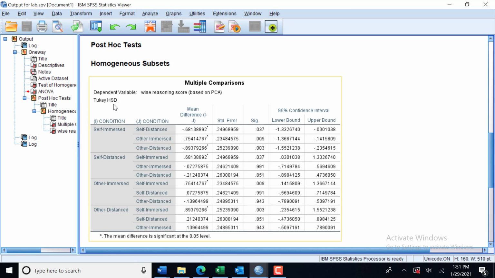We ran a Tukey HSD. There are a variety of different tests that you can run. I just chose the Tukey HSD. I think it's the most appropriate here. It's definitely the most common post-hoc test that's done.